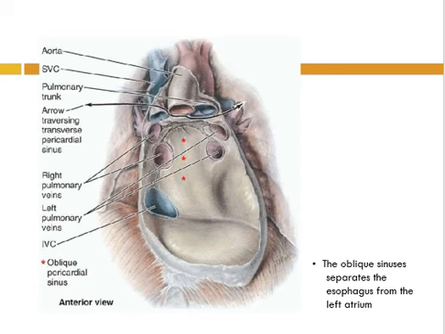Okay, it develops due to the rearrangement of veins and the venous sinus. Now it's all about the sinuses. Sinuses are very important to know.